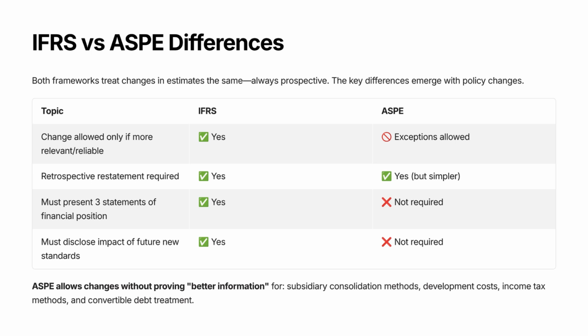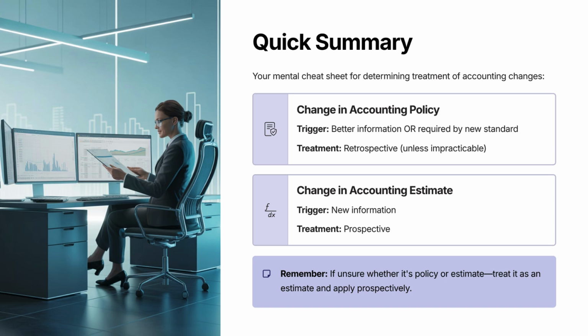Both IFRS and ASPE treat changes in estimates the same way. They are always applied prospectively because they're driven by new information. The real difference shows up when we talk about changes in accounting policy. IFRS has a stricter set of rules, while ASPE gives private companies more flexibility in specific cases. So think of IFRS as full disclosure and full consistency, and ASPE as practical and flexible where appropriate. ASPE allows changes without proving better information for specific cases like subsidiary consolidation methods, development costs, income tax methods, and convertible debt treatment.